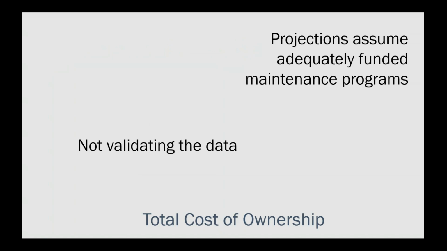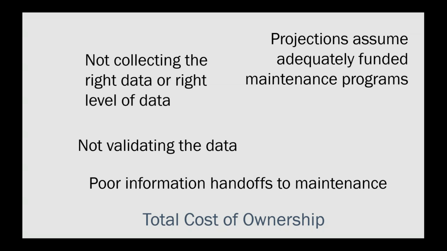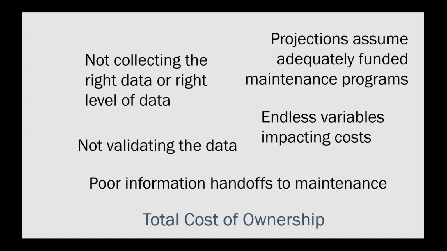Other prohibitors to doing total cost of ownership: we might not be validating the data. It might not be reliable. There are projections that assume maintenance programs are adequately funded, and we know that we typically aren't. There's also poor information handoff to maintenance that might be non-existent or might be sporadic. We might not be collecting the right level of data or the right data to make those decisions. And with any total cost of ownership implementation, there are endless potential variables impacting costs.